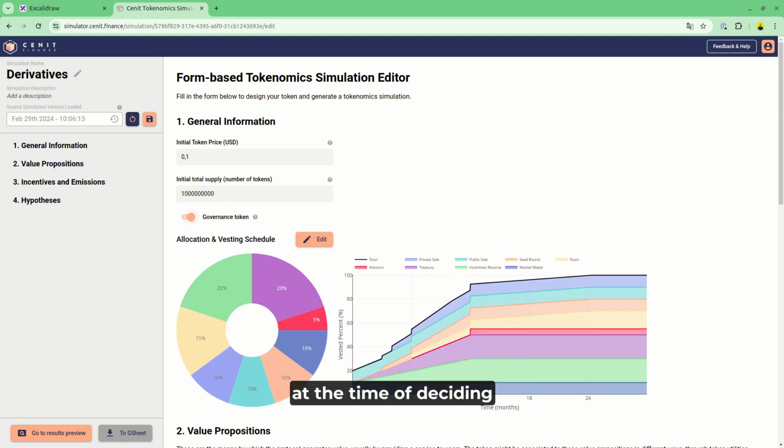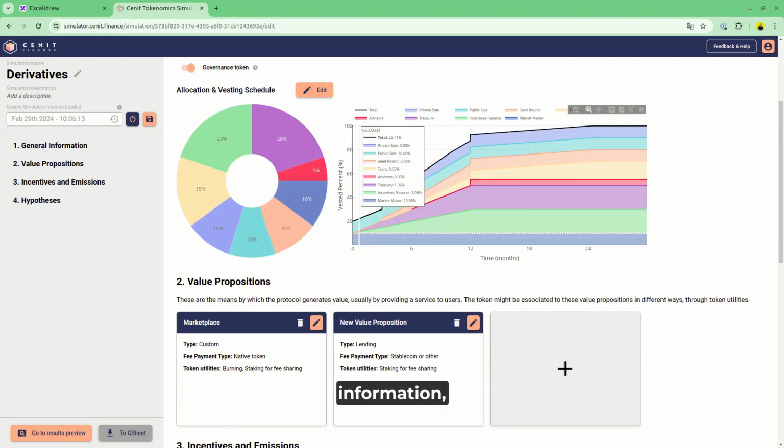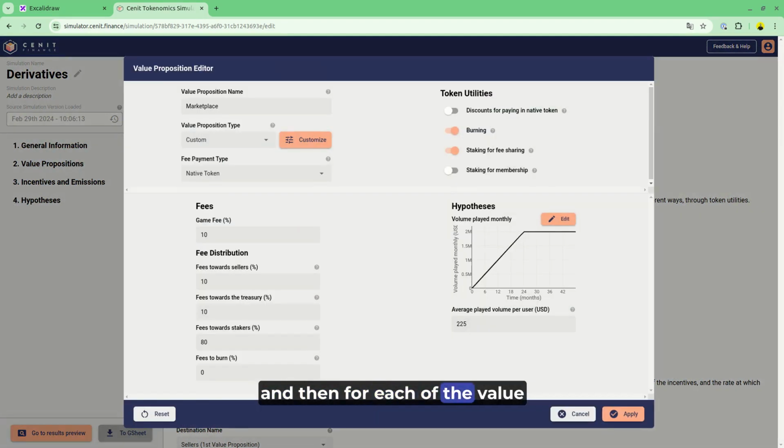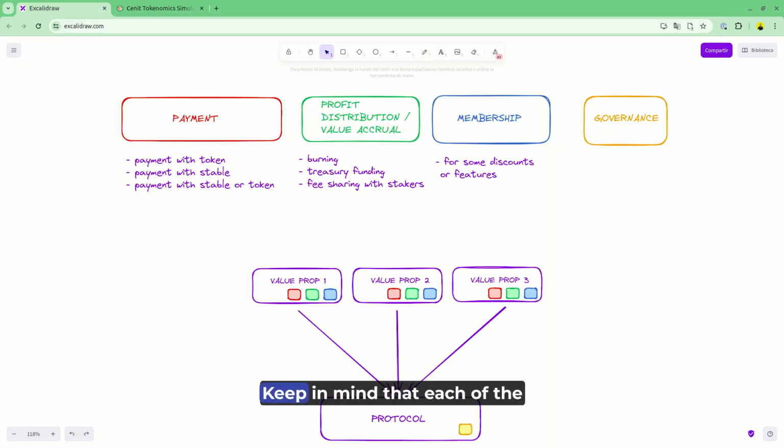At the time of deciding the token utilities, there are two places where we can do it. The governance tokens can be decided in the general information, and then for each of the value propositions, we can decide the token utilities. Keep in mind that each of the value propositions can have their own strategy in terms of payments, profit distribution, or membership, whereas governance is unique for the whole protocol.